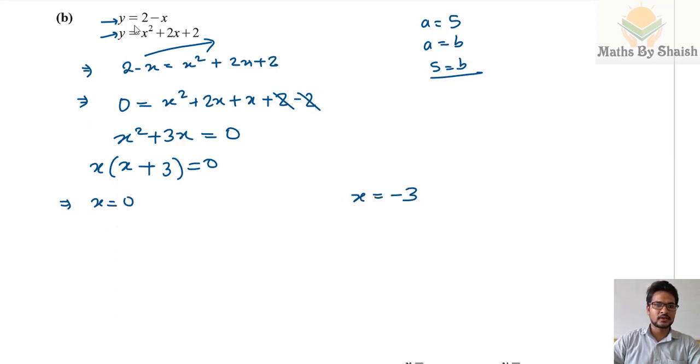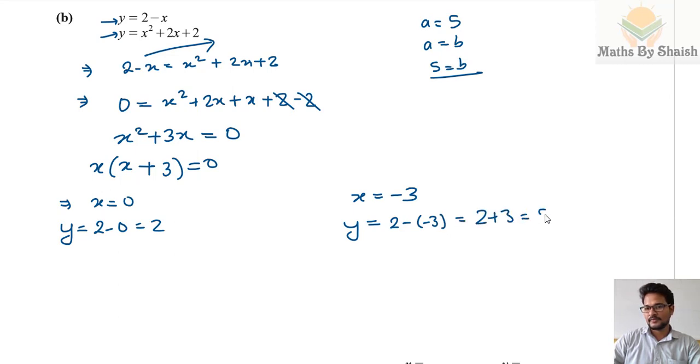So when x is 0, we can get the y value from the first equation easily. y equals 2 minus 0, that is 2, and when x equals -3, y is 2 minus -3, which becomes 2 plus 3, it is 5.